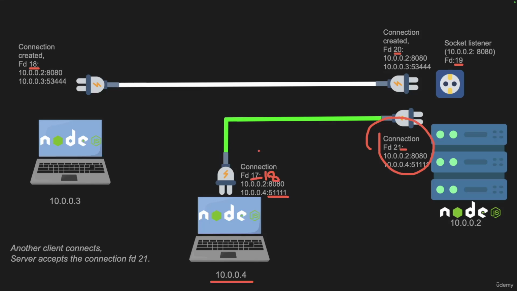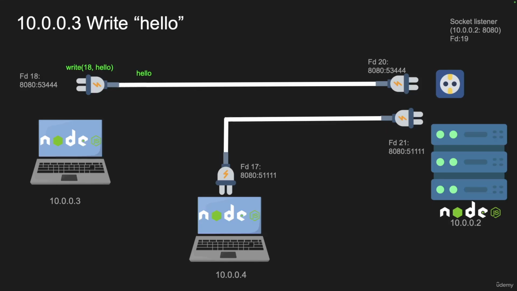And for all, even if it's a different Node instance, it could share the same file descriptor number, because file descriptors are unique per process, so they can share numbers. Like you can have file descriptor 18 and file descriptor 18, but they belong to different processes. Okay, so you have 10003 writes hello.